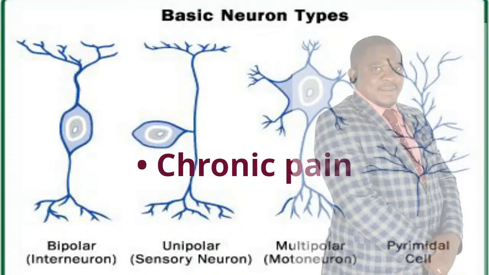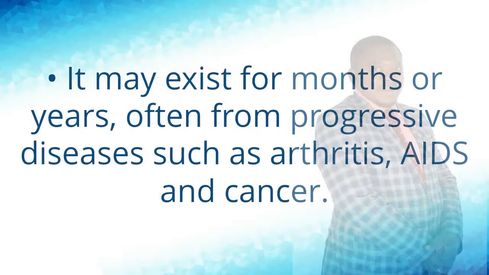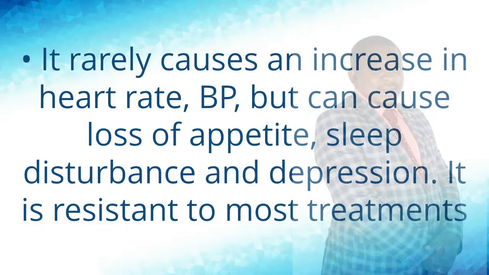Chronic pain. It persists beyond the usual time for healing to occur, generally more than 3 months. It may exist for months or years, often from progressive diseases such as arthritis, AIDS, and cancer. It rarely causes an increase in heart rate or BP, but can cause loss of appetite, sleep disturbance, and depression. It is resistant to most treatments.